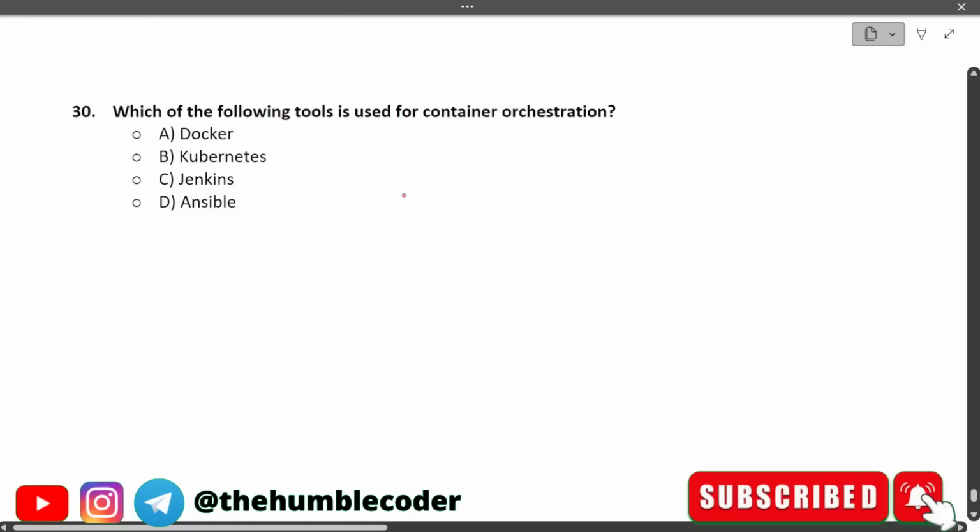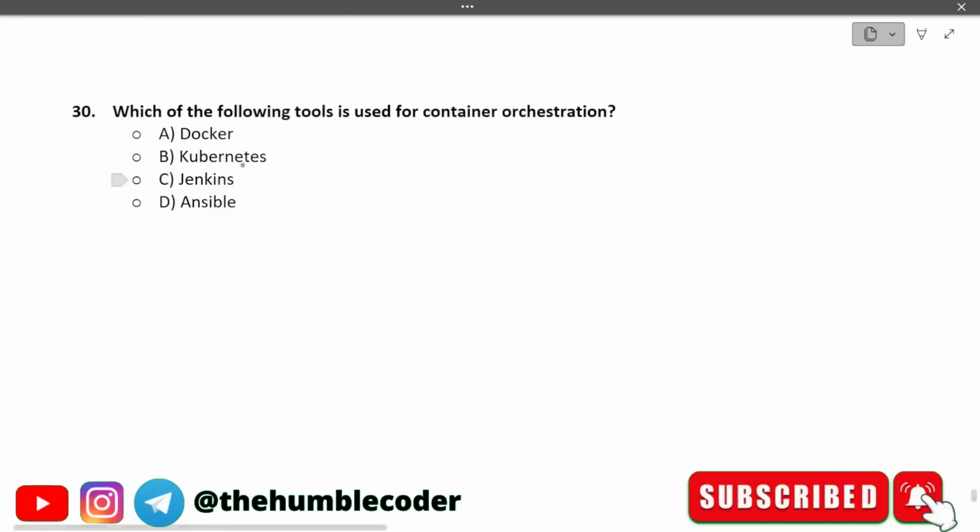Which of the following tools is used for container orchestration? The options that we have are Docker, Kubernetes, Jenkins, and Ansible. So the correct answer in this case would be Kubernetes, because Kubernetes automates the deployment, scaling, and management.